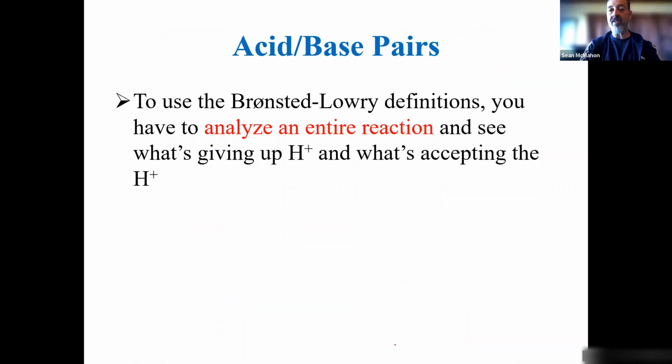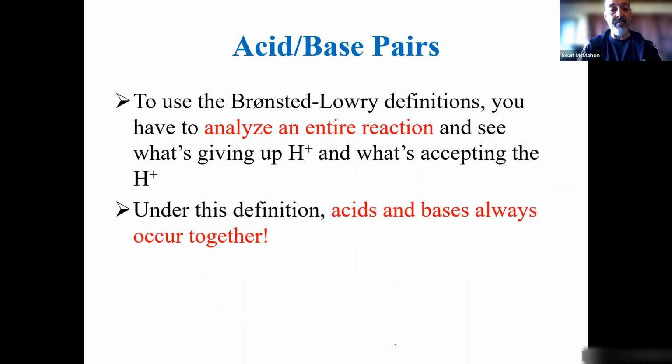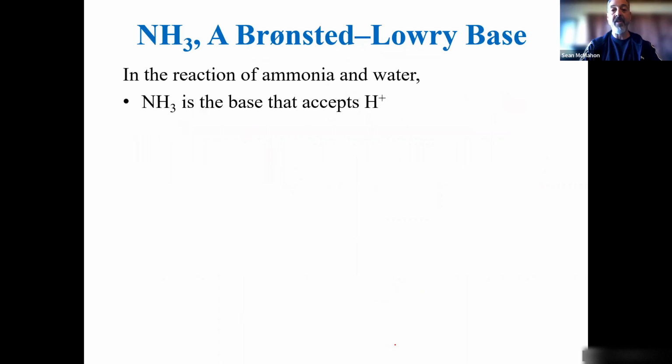So with the Bronsted-Lowry definition, you have to look at the whole reaction to see where the hydrogen is going, right? Who's giving up the proton, who's accepting it. That's the only way to identify who's the acid and base. So according to the Bronsted-Lowry definition, these are working together. They're not separate. So let's do an example of a Bronsted-Lowry base.